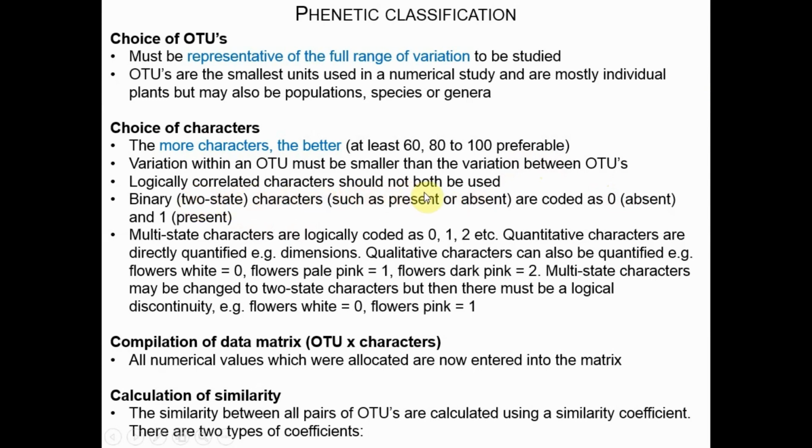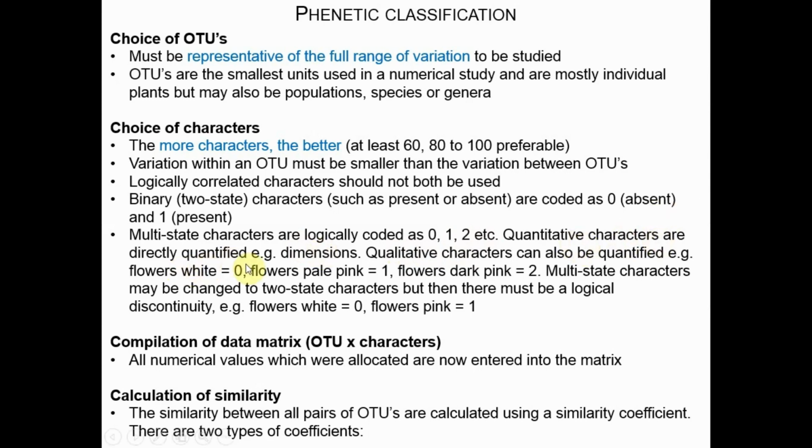Logically correlated characters should not both be used, and we typically use binary characters, so presence or absence, and these are coded 0 for absent and 1 for present. Multi-state characters are logically coded 0, 1, 2, etc. So often you can have several flower colors, for example, white, blue, purple, etc. So these you code accordingly, and you can have many states, say up to 5 or 10 character states.